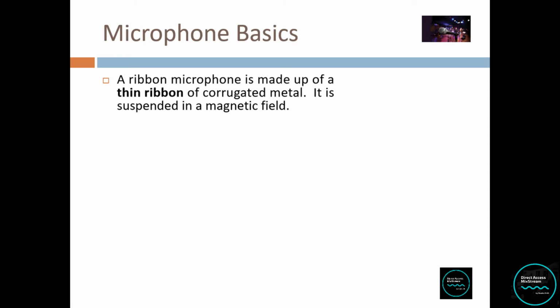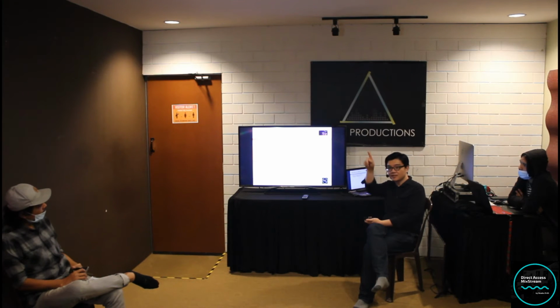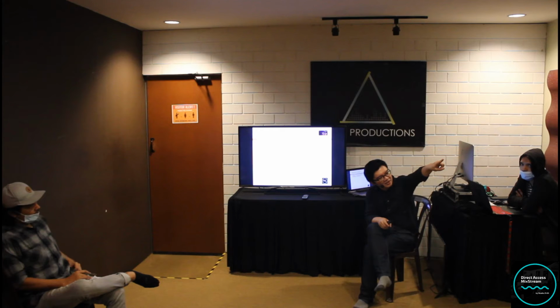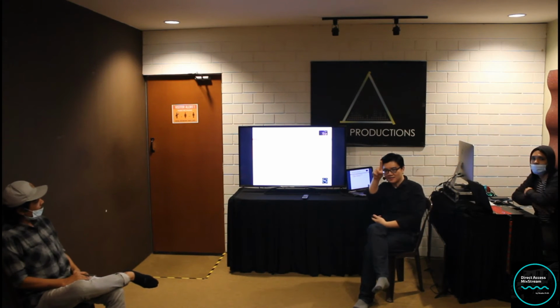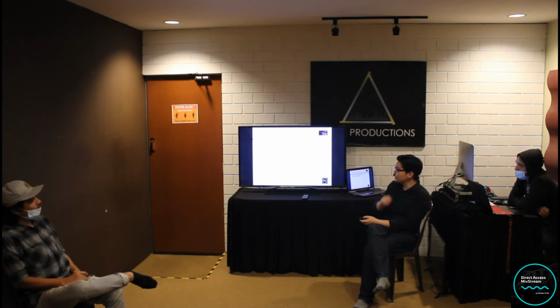So a ribbon microphone is made up of a thin ribbon of corrugated metal. So you know what corrugated means? Corrugated means it's like a zigzag design, like an accordion. Have you ever seen an accordion? The bellows, the diaphragm. Yeah. So it's usually corrugated. That's not really corrugated, that's more like a wave shape. Okay. But corrugated is like a zigzag kind of pattern. So it's a very thin ribbon.